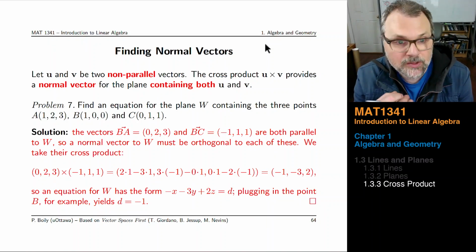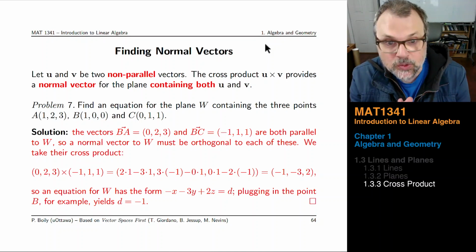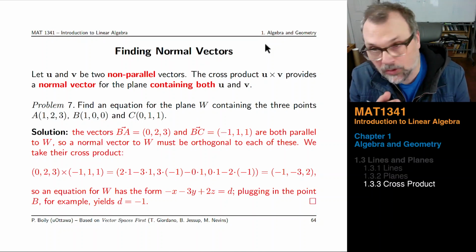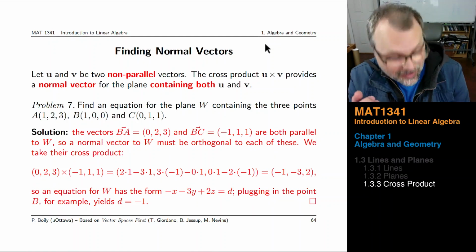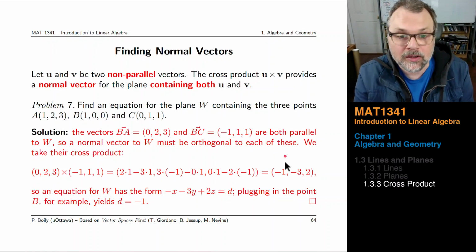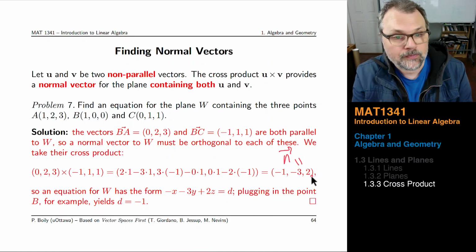We compute their cross product. You use the formula. I tell you it's -1, -3, 2. Don't just take my word for it. Make sure you know how to compute this thing. And that gives us then a normal for the plane. The normal is -1, -3, 2.